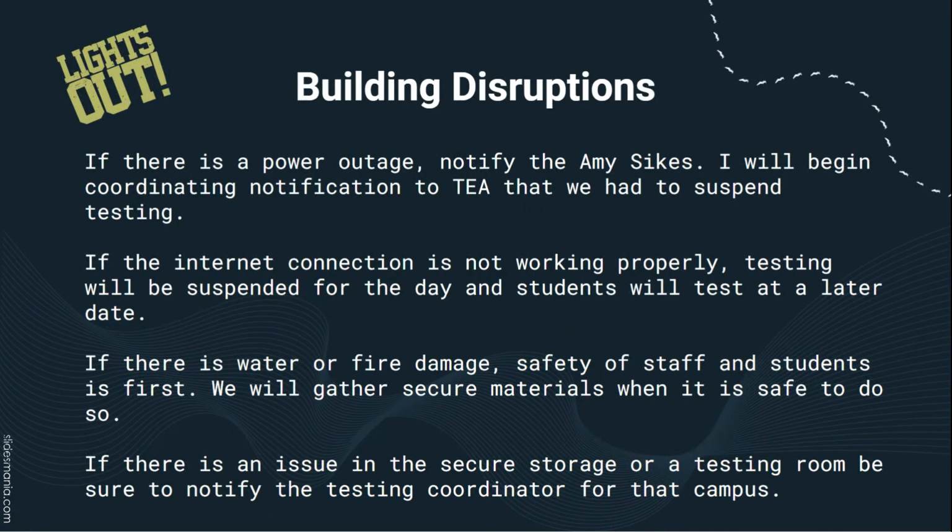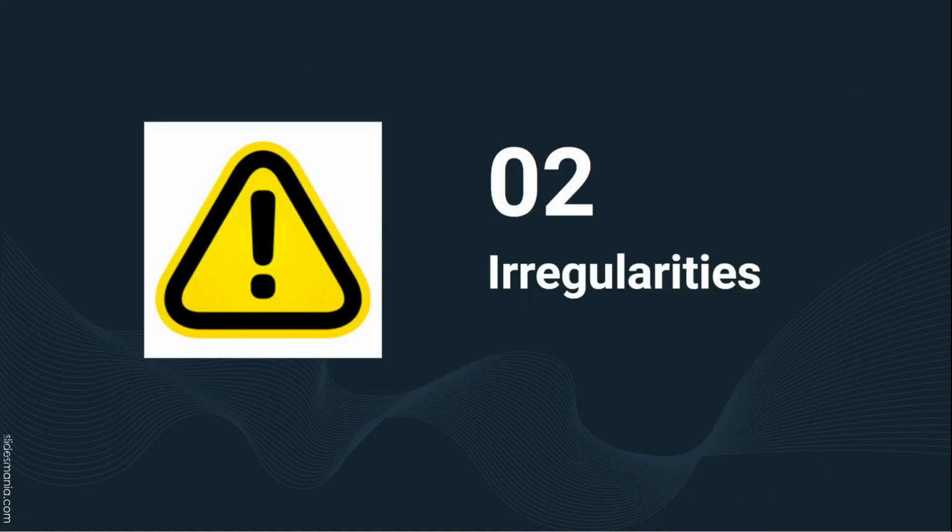Building disruptions. Building disruptions should be reported so that I can begin coordinating with TEA and plan to resume testing that has been suspended. Safety of students and staff comes first. If there is a fire or water damage, we will gather secure materials when it is safe to do so. If you need to enter a testing room or secure storage, please be sure to notify the testing coordinator.